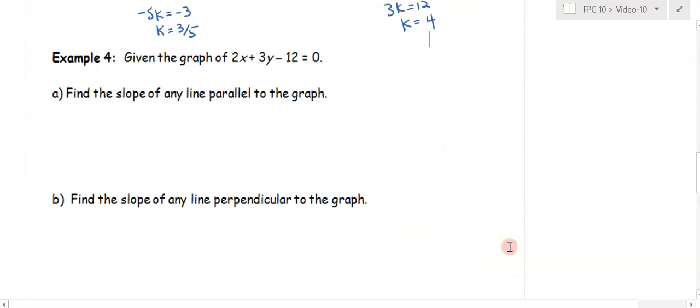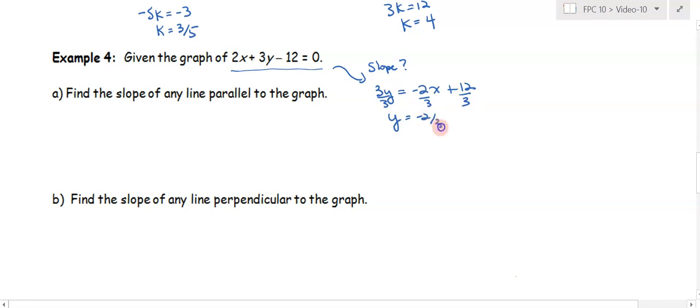Given an equation, you should be able to find the slope of any line parallel or perpendicular to this. First thing you need to know is what the slope is, and you do not know the slope unless it's in slope-intercept form. So I have to change this into slope-intercept form. 3y equals negative 2x plus 12, divide everything by 3. I get y equals negative 2/3 x plus 4. I now know the slope of this line is negative 2 over 3.